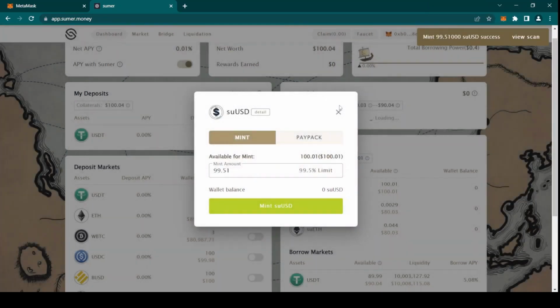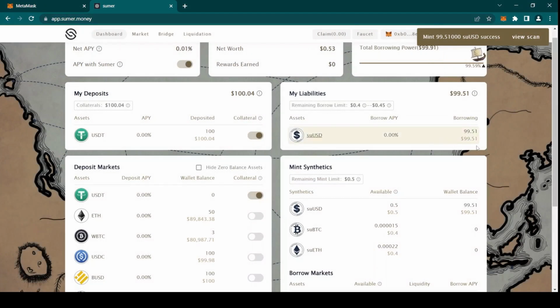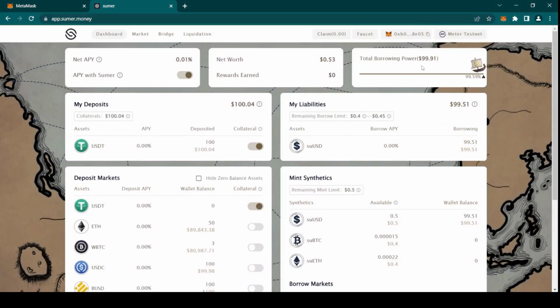With the SUUSD mint, you have utilized your entire borrowing limit, which in this case turned out to be close to the deposited amount of $100. This was feasible due to minting of a homogeneous asset against the USDT collateral.